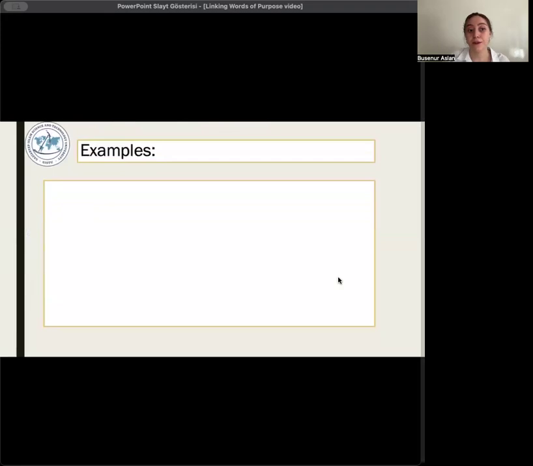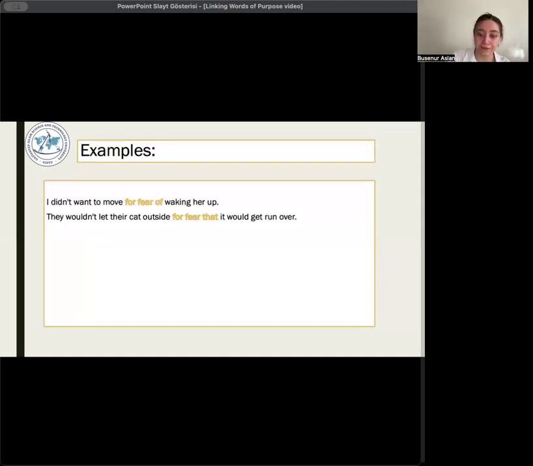And let's look at the meaning of them in their examples. I didn't want to move for fear of waking her up. Now, I didn't want to wake her up, and that's why I didn't move. Now for fear of, I'm afraid of something that can happen, but I act before because I'm afraid, and I use for fear of. They wouldn't let their cat outside for fear that it would get run over. Now again, I'm afraid of the cat getting run over, and that's why I acted.